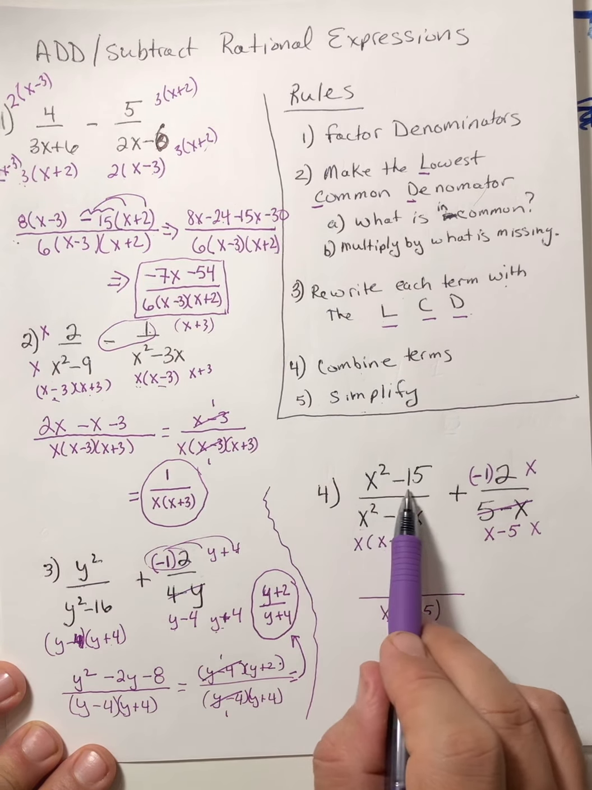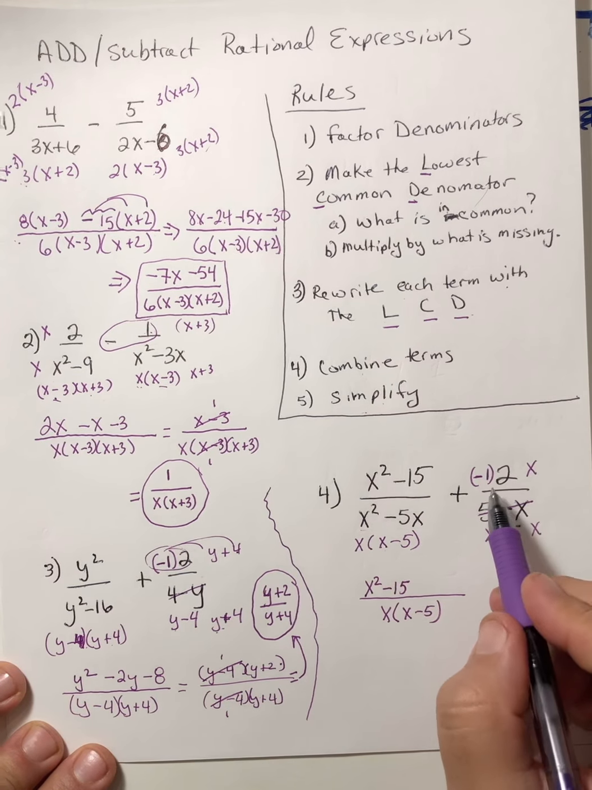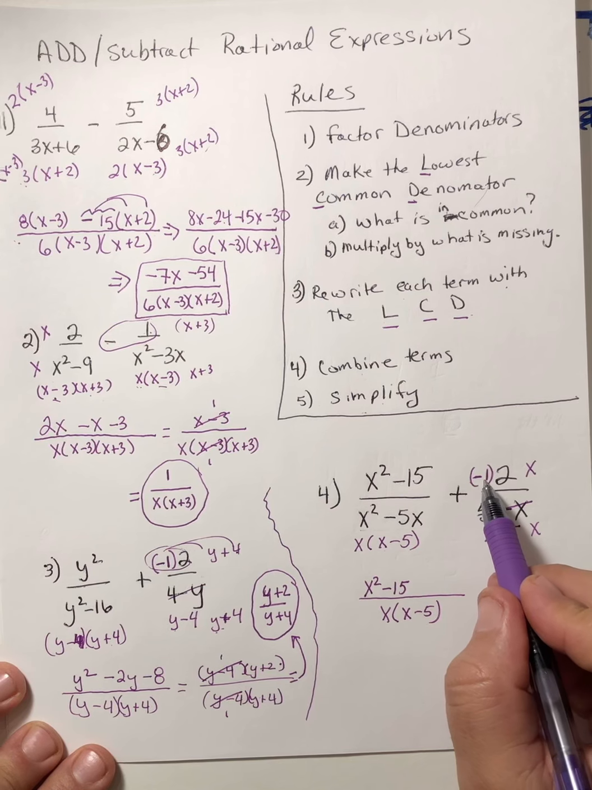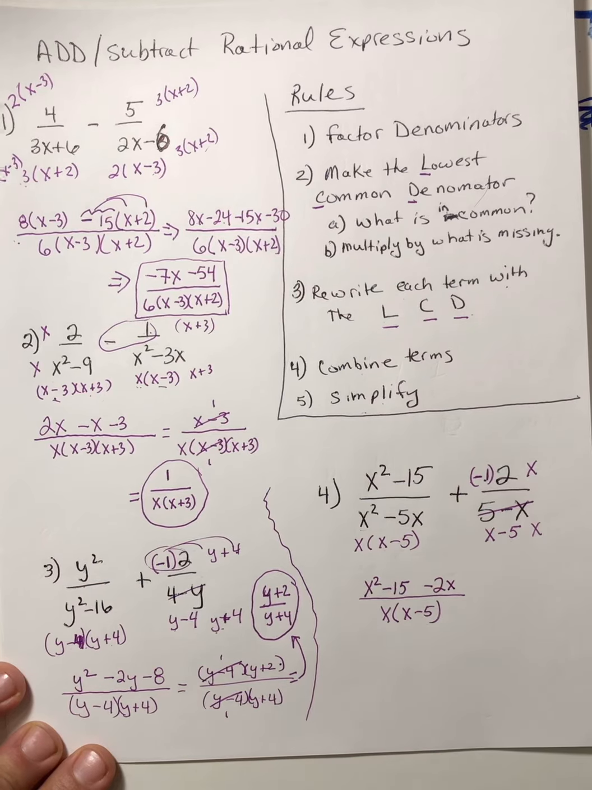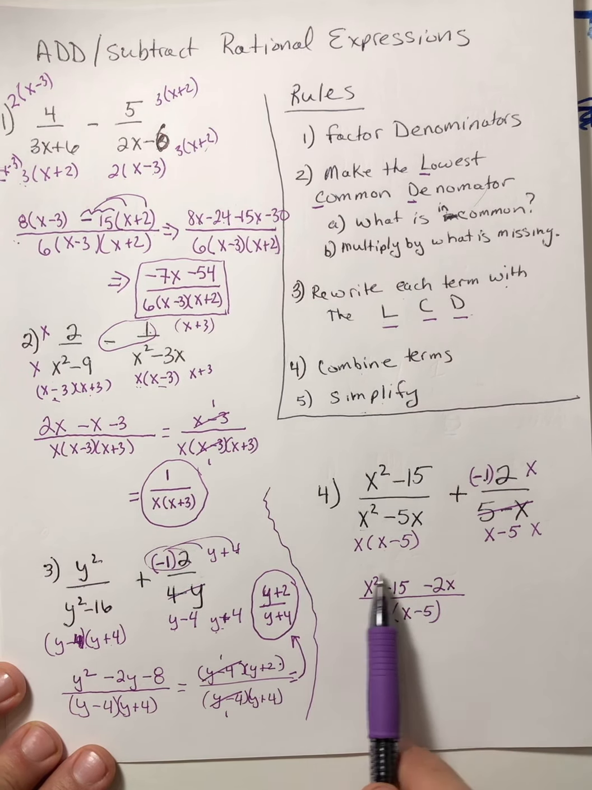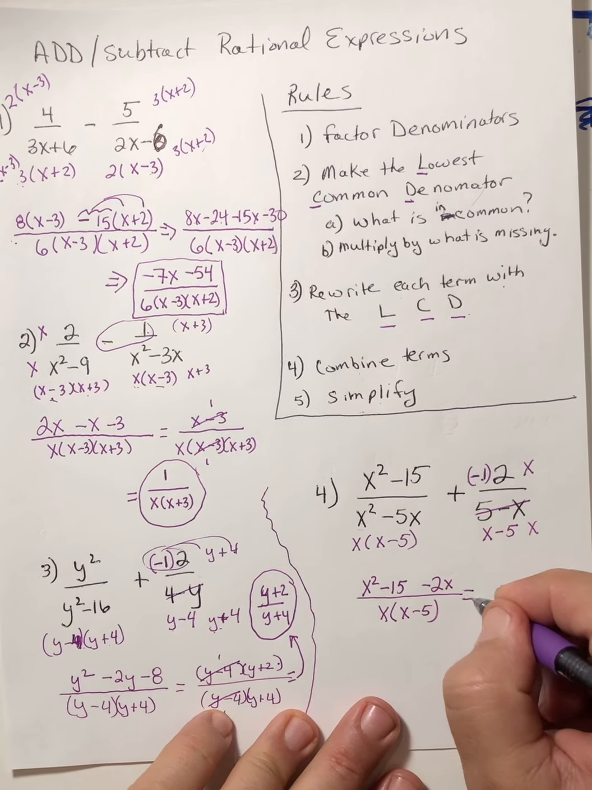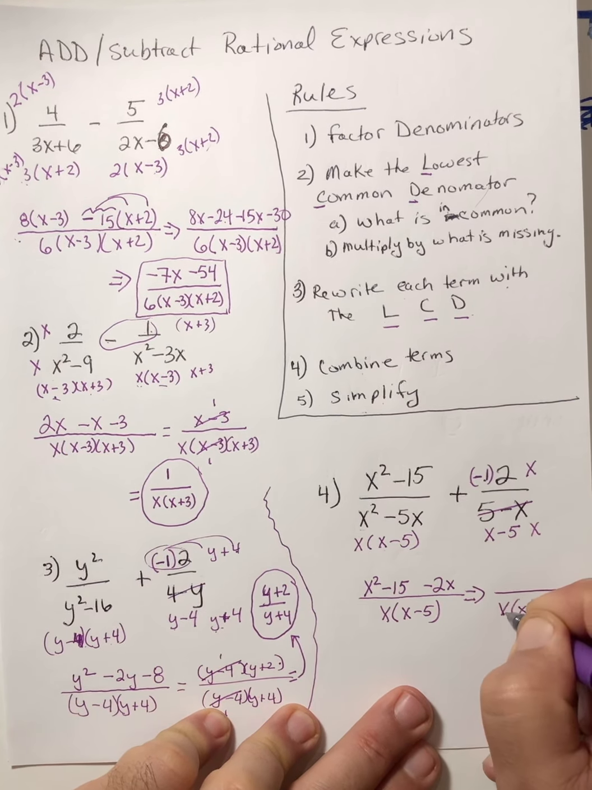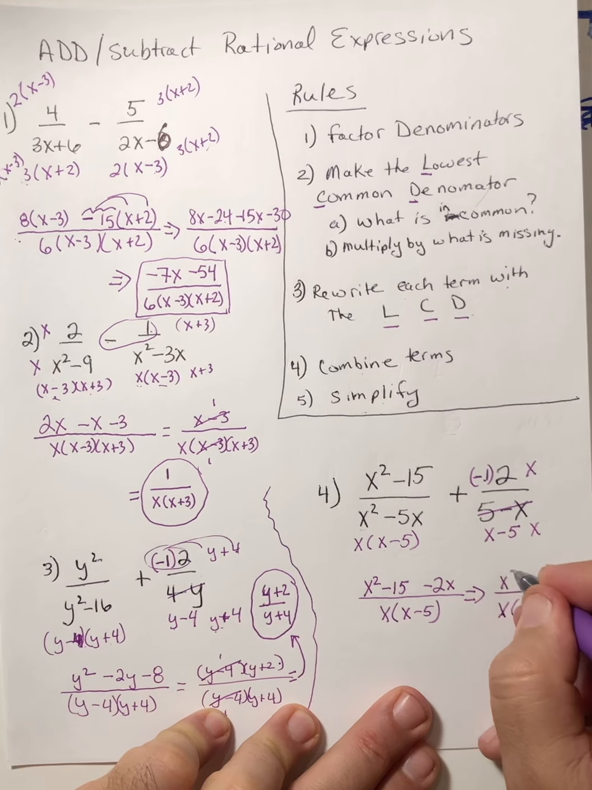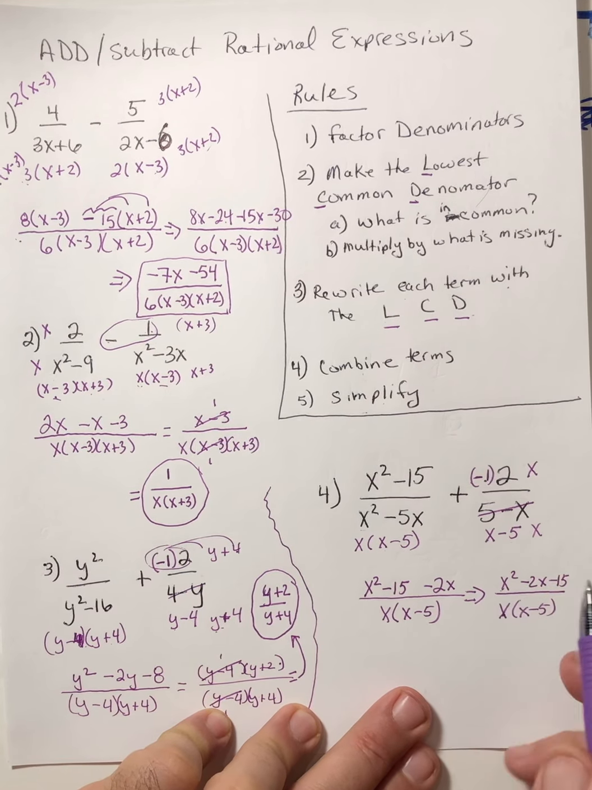Now up here, nothing to do here, so we're just going to write it down. And then over here, what do we have? A positive, so negative 1 times 2x, so negative 2x. All right. Nothing to combine, but we are going to rewrite. So I'm going to rewrite this, so it's x squared minus 2x minus 15. That's right. This can get factored now.